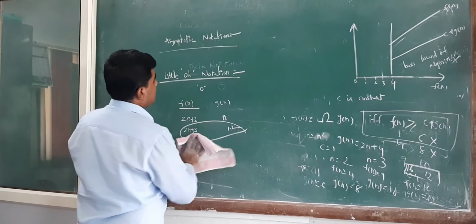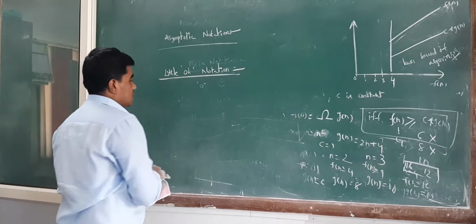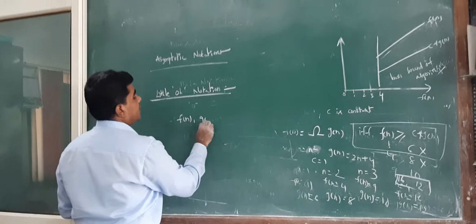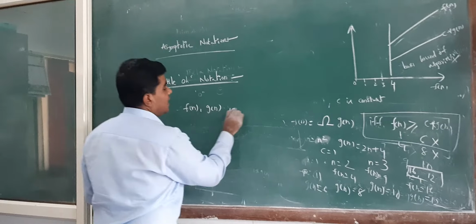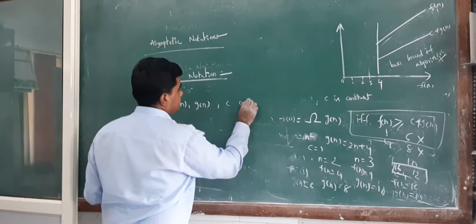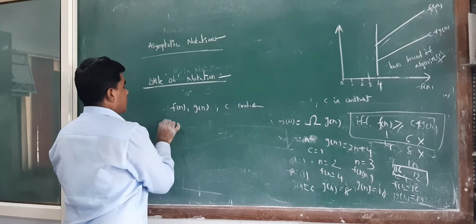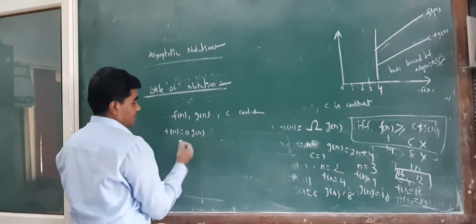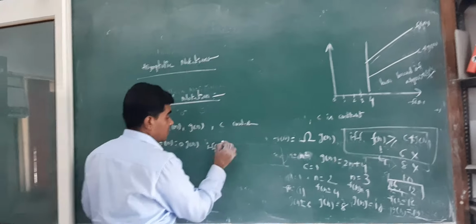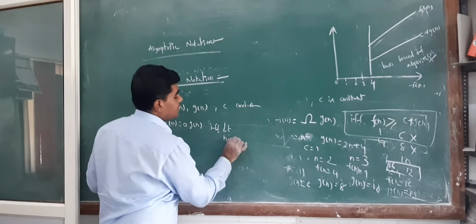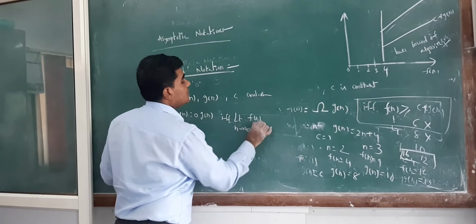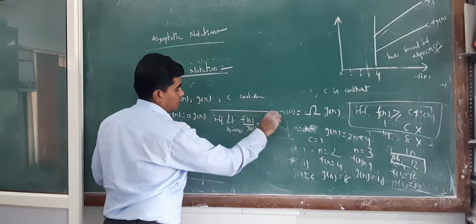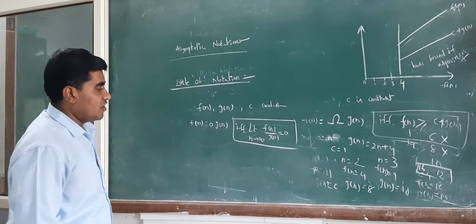So how can we define little o notation? f of n and g of n are two non-negative functions. c is the constant. f of n equal to little o of g of n if and only if limit n tends to infinity, f of n by g of n equal to 0.